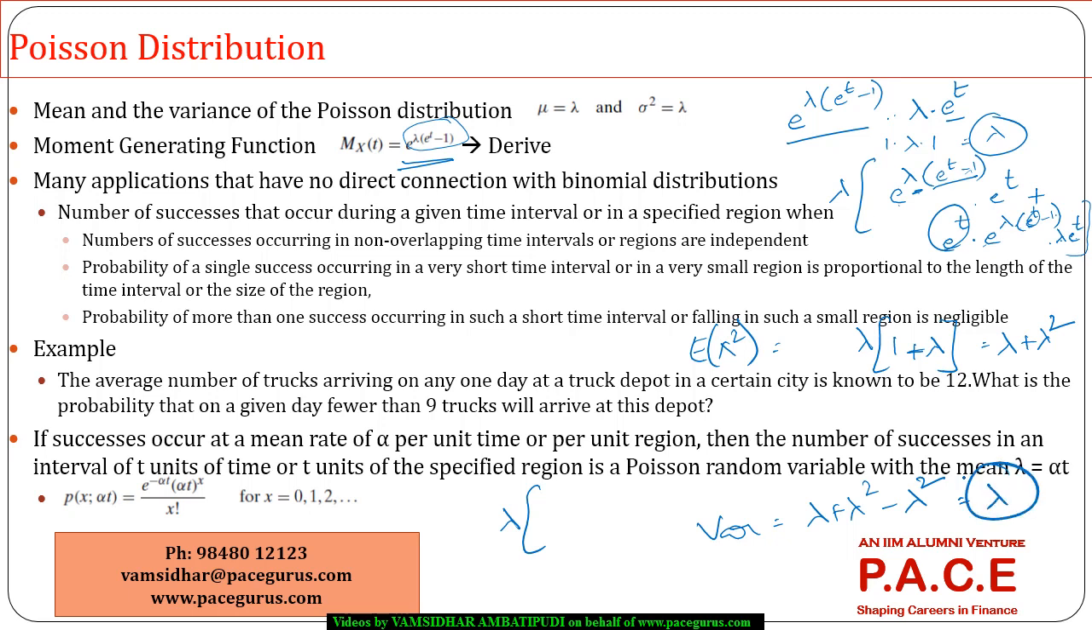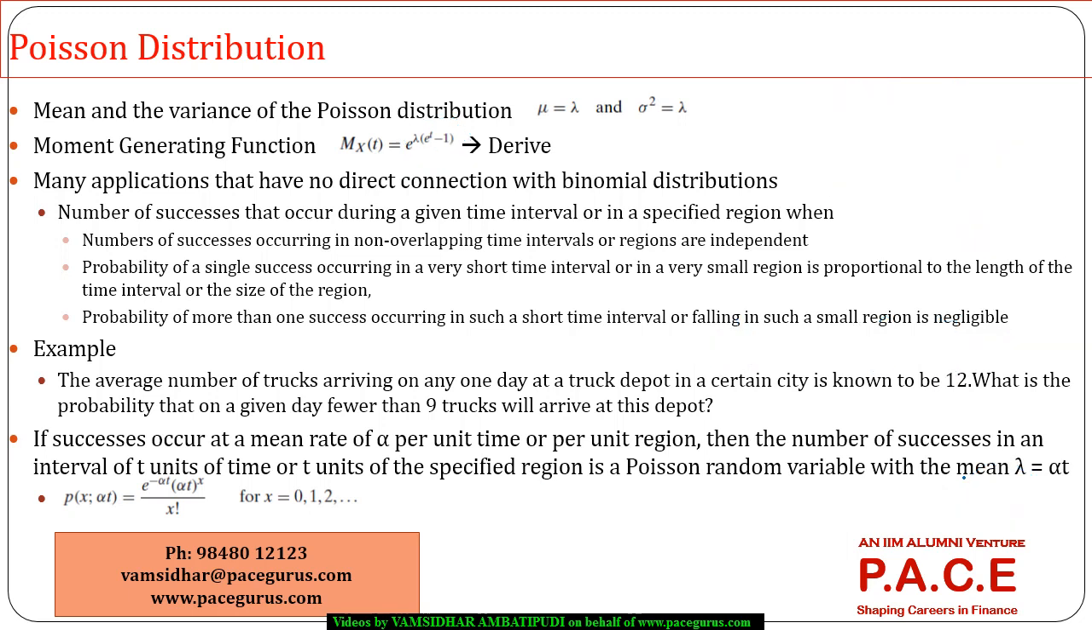So even from the moment generating function, I can very well find out the values of expected value of x as well as expected value of x square and even the variance of x, right?